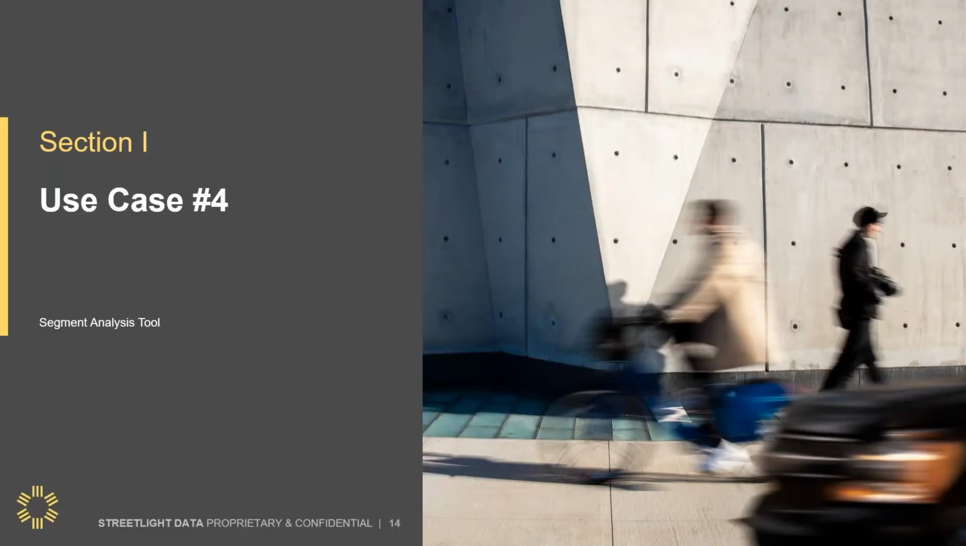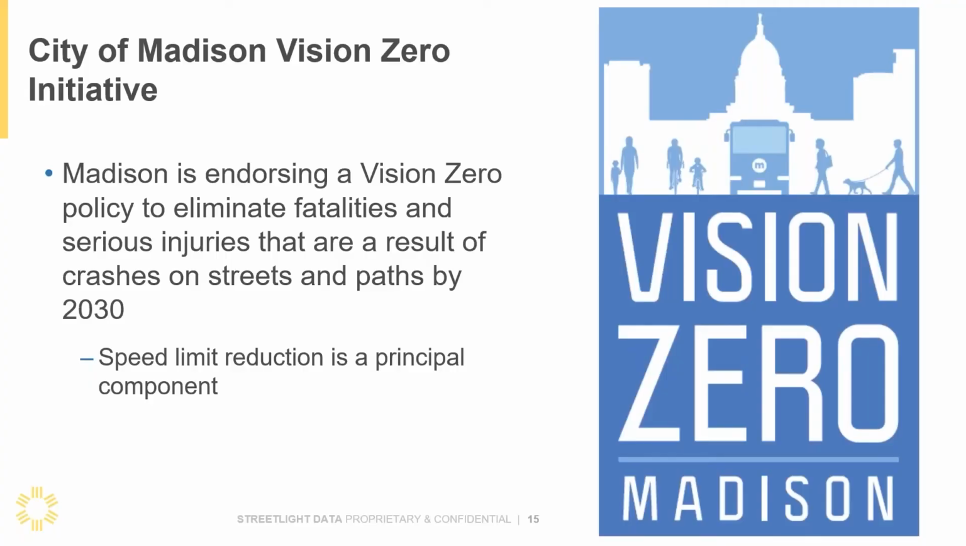Use case number 4 is a segment analysis tool that Colleen has worked on quite a bit. So before getting to that, I should talk about the Vision Zero initiative in Madison. Madison is endorsing that. The policy is to eliminate fatalities and serious injuries that are results of crashes on streets and paths by 2030. So speed limit reduction is one of the principal components of that initiative.